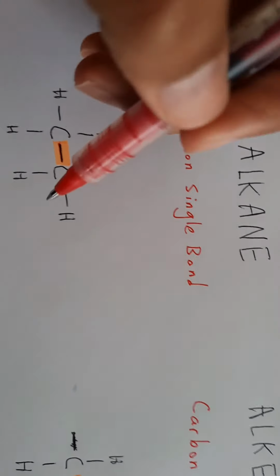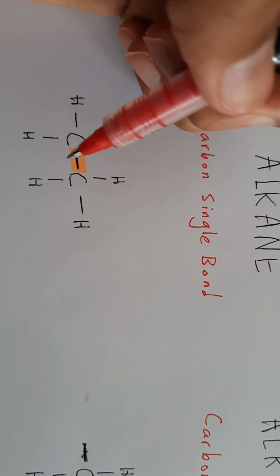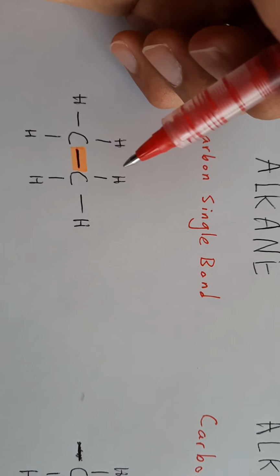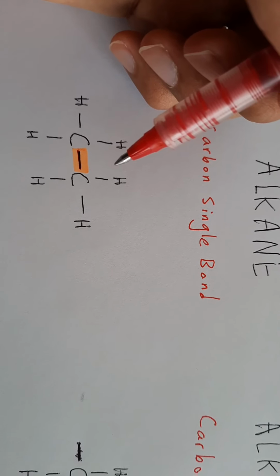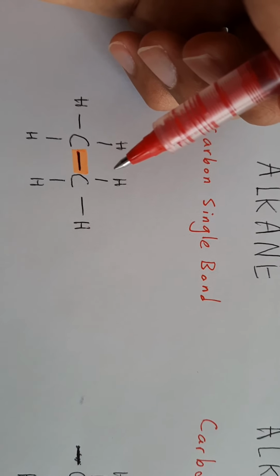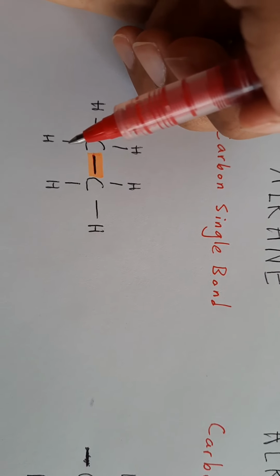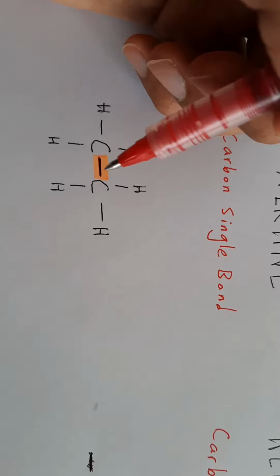So now, depending on the number of carbon atoms, the names are different. You have methane, ethane, propane, butane, pentane, hexane, heptane, octane, nonane and decane. This is until the 10th carbon atom, but we'll go to that later on.